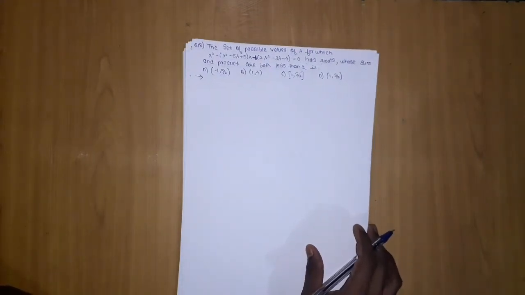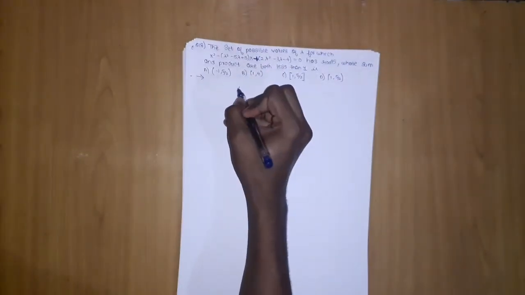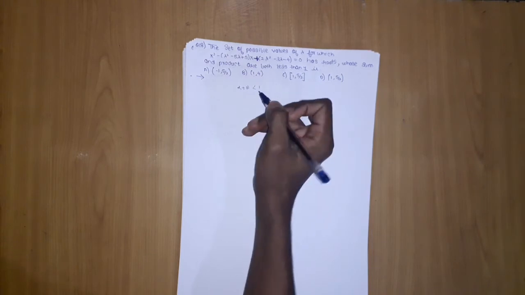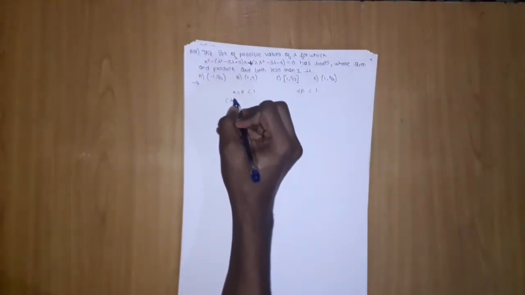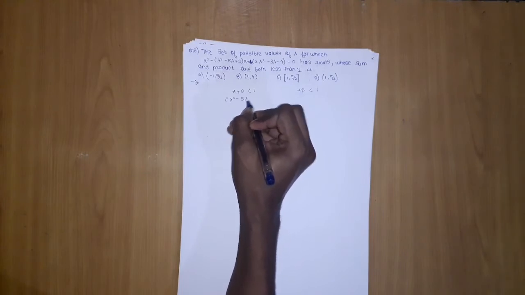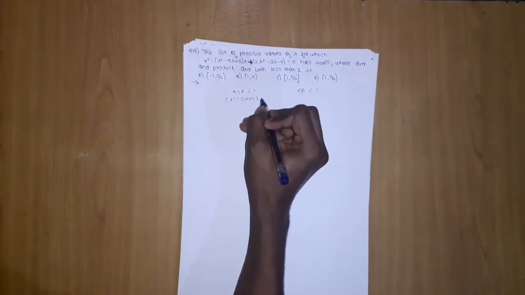The set of all possible values of lambda for which x square minus lambda square minus 5 lambda plus 5 into x plus 2 lambda square minus 3 lambda minus 4 equal to 0 has roots whose sum and product are both less than 1. Okay, so sum of the roots means alpha plus beta is less than 1, and it is telling the product of the roots is also less than 1. What is the sum of the roots? It is lambda square minus 5 lambda plus 5, okay, should be less than 1.